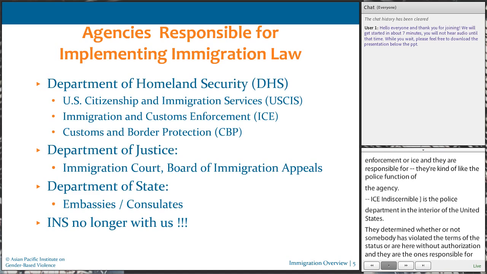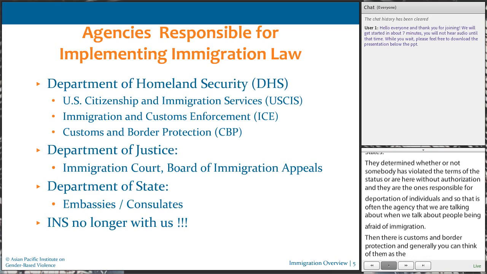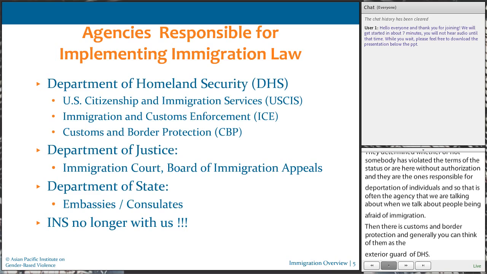immigration. And then there's Customs and Border Protection, and generally you can think of them as like the exterior guard of the DHS. They have authority to work within 100 miles of the entire border of the United States, along the coast and on the northern and southern border. And they're in our ports of entry, whether in the airport or at the physical border. And so they are essentially the guard.